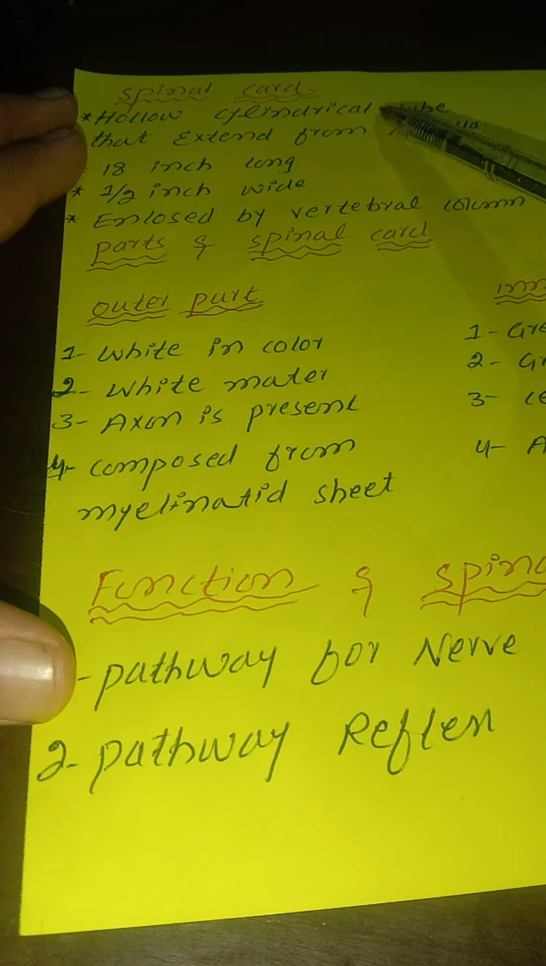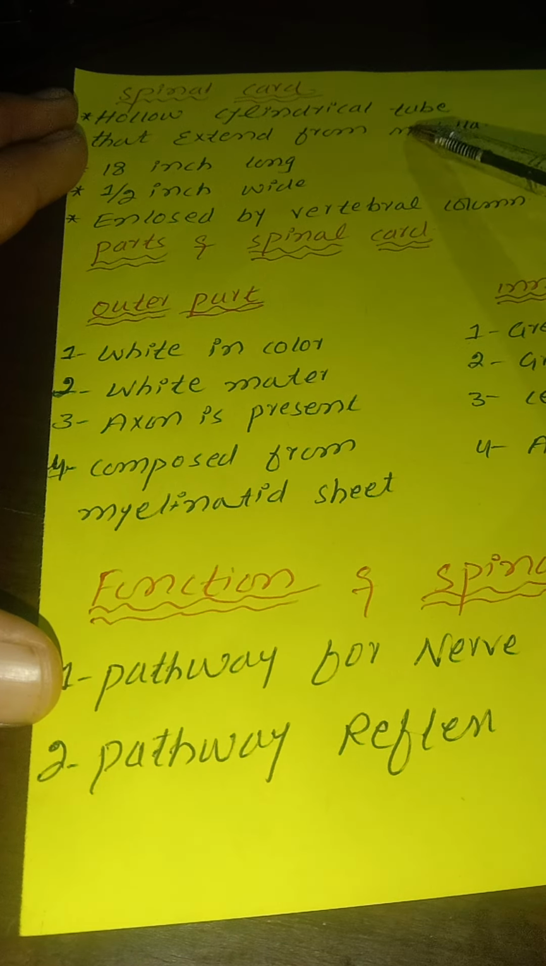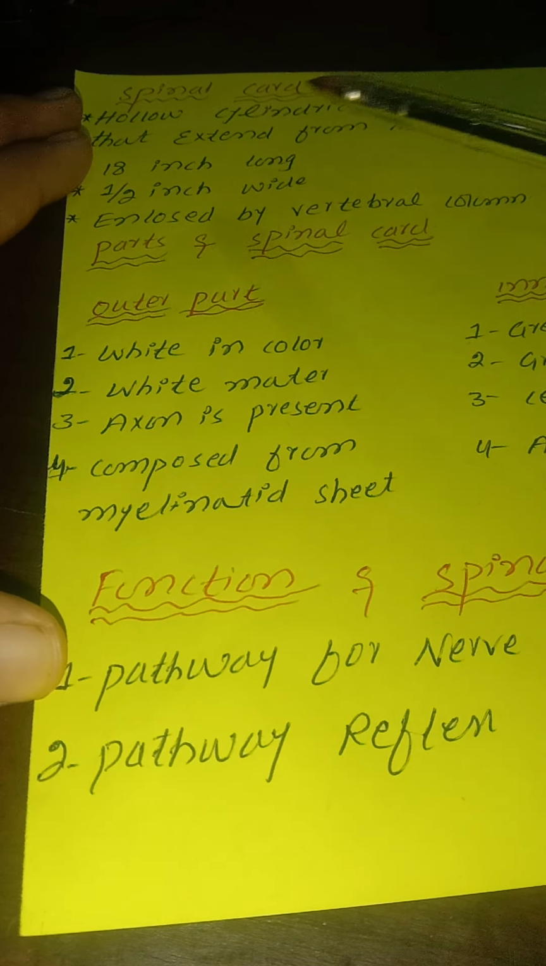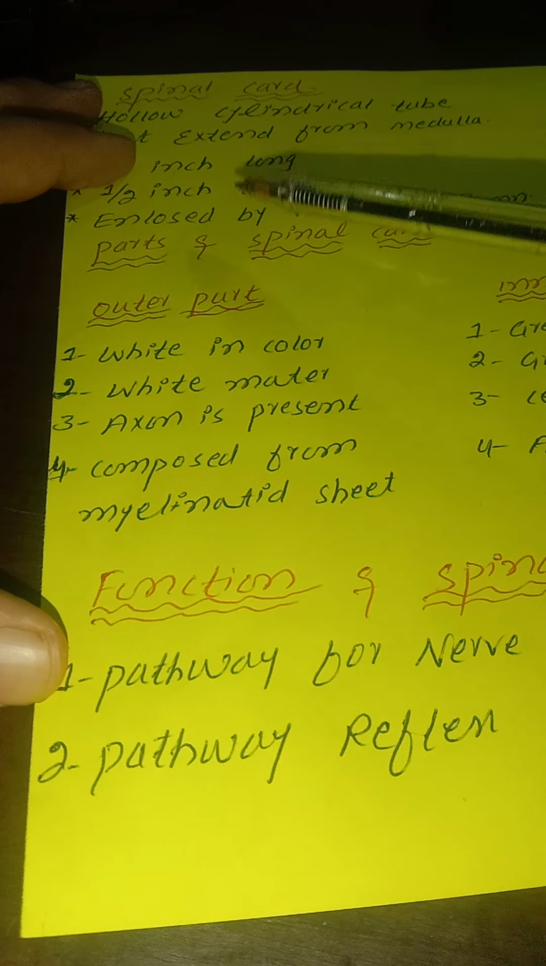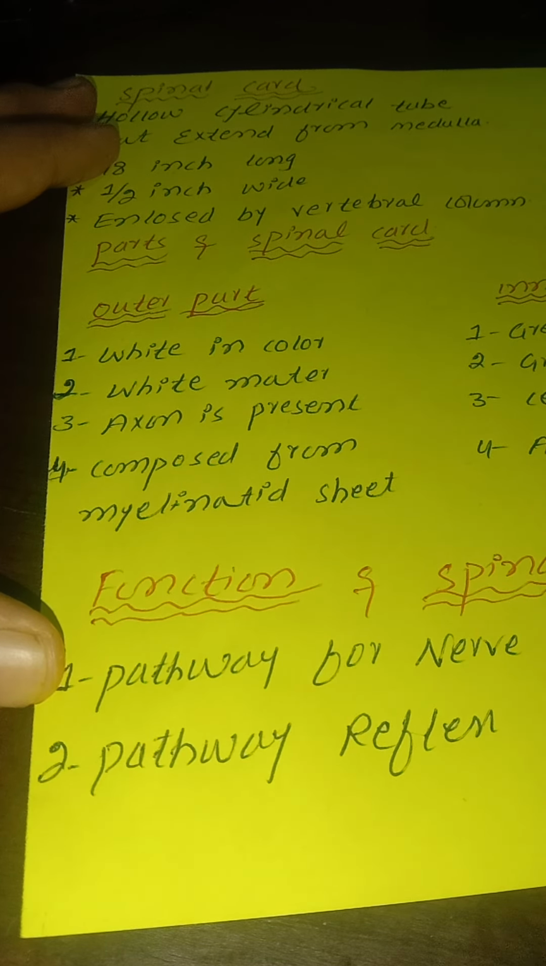Today's topic is the structure and function of the spinal cord. The spinal cord is a hollow cylindrical tube that extends from the medulla. The medulla is the part of the brain. It is 18 inches long and half an inch wide, enclosed by the vertebral column.